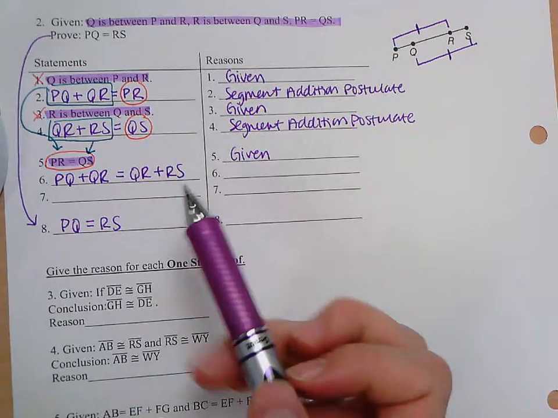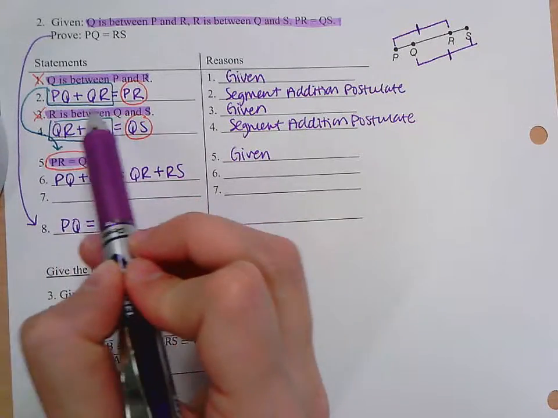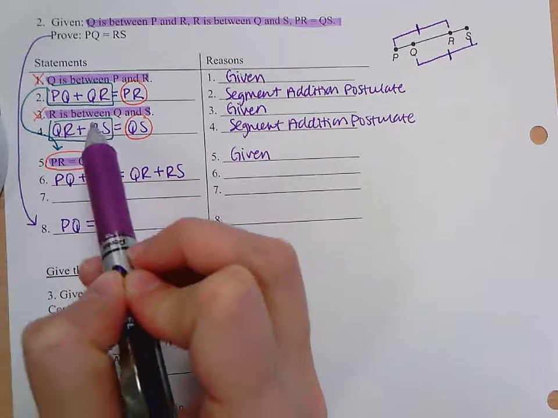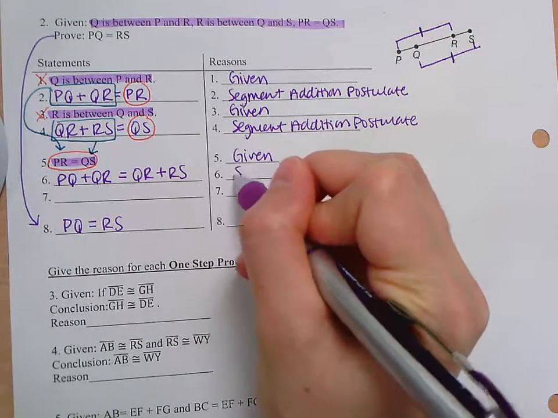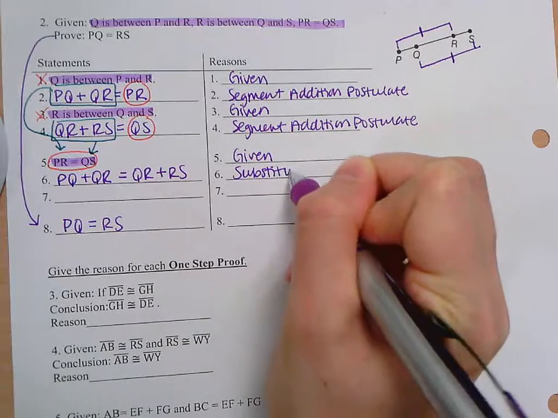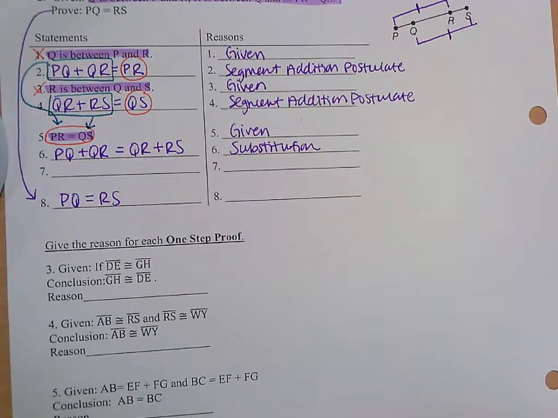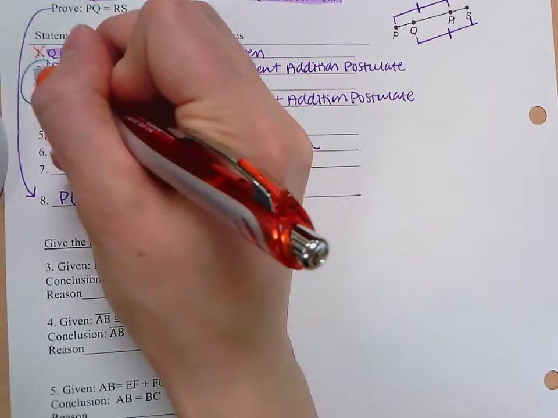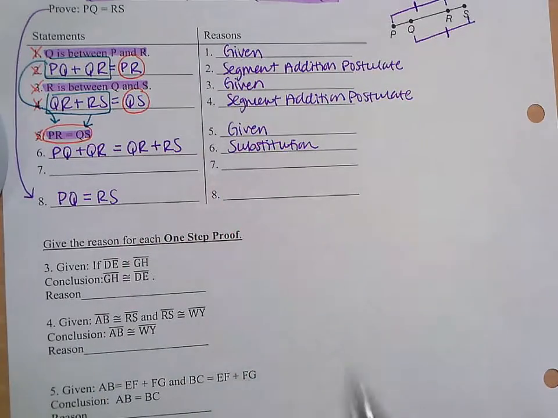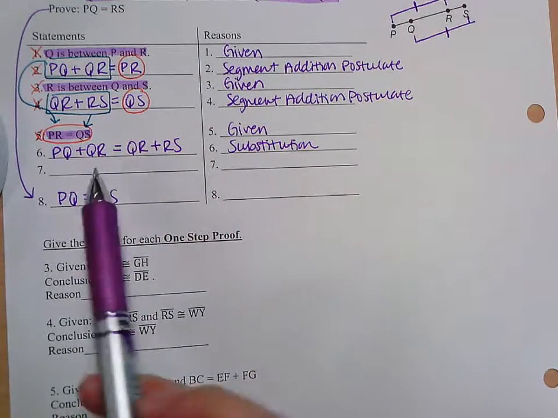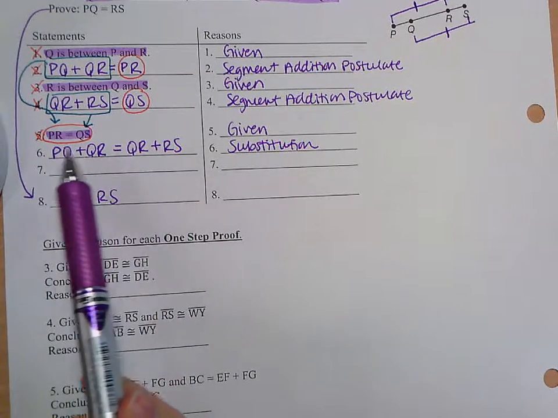And what I did is I made a substitution because I know, again, this is being substituted in place of PR. This is being substituted in place of QS. So I used substitution here. Okay, so now I've used those 3 lines. I've used 2, 4, and 5 to make this conclusion. We're almost there. Anything you notice about this equation?